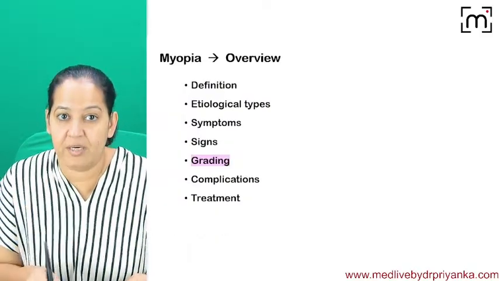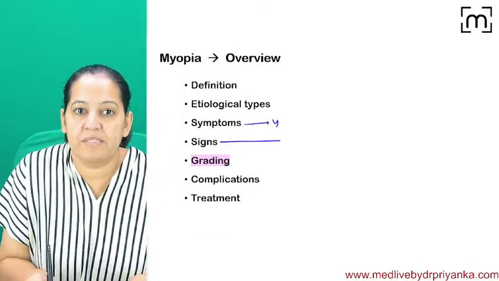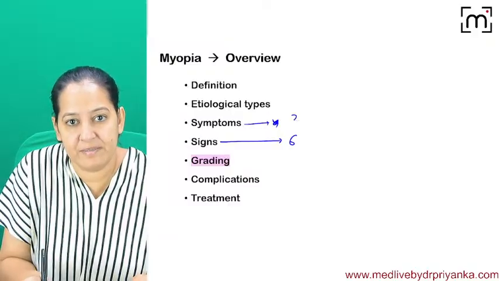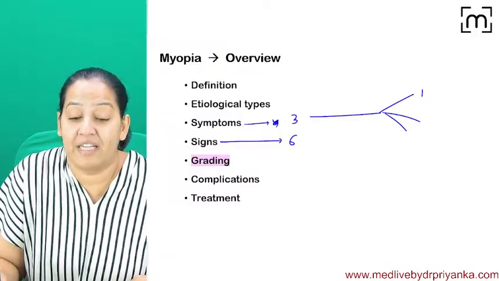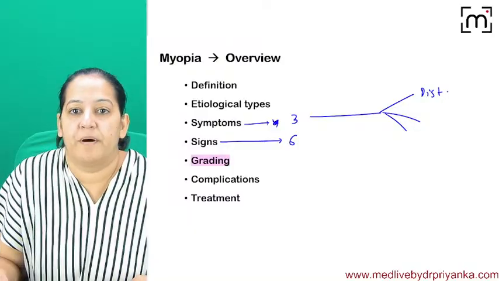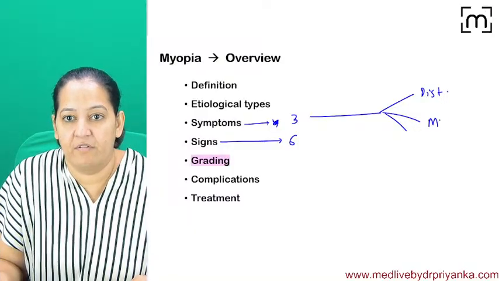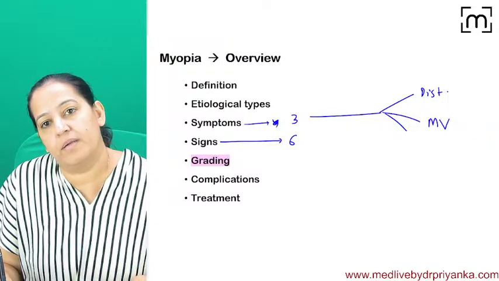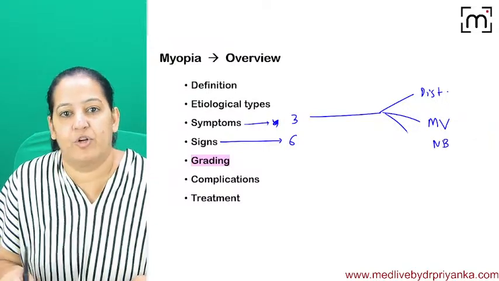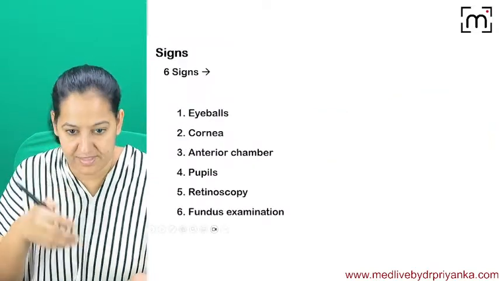We are done with symptoms. I taught you 3 symptoms and 6 signs. You know the 3 symptoms. The person has defective distant vision. The person has muscae volitantes, that is floaters. And the third one, the person has night blindness, nyctalopia. The 6 signs are in front of you. These are the 6 signs.